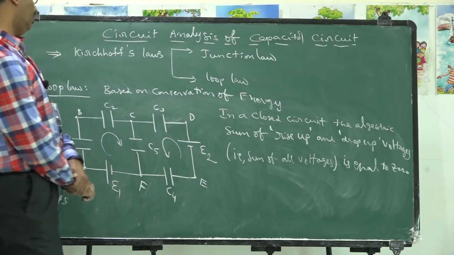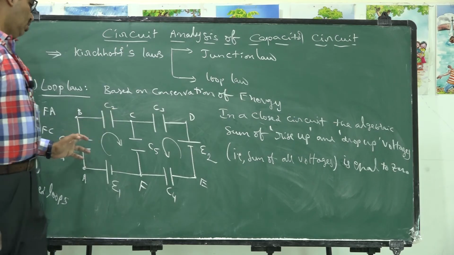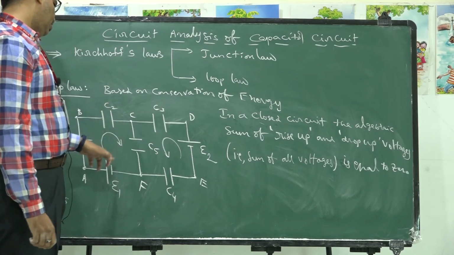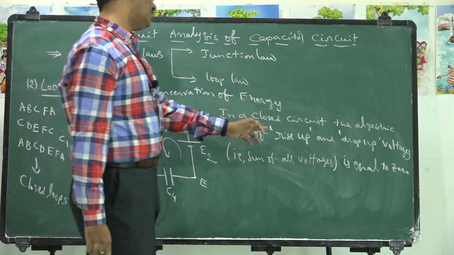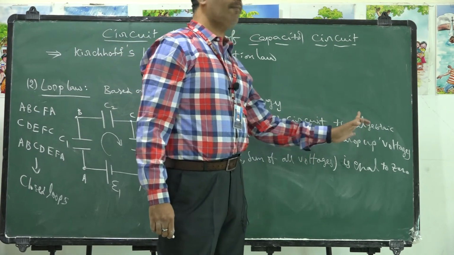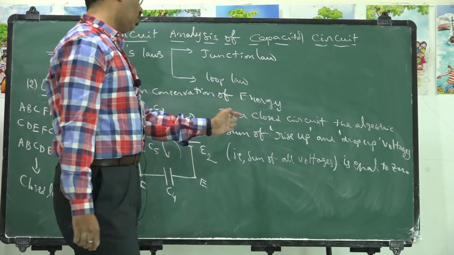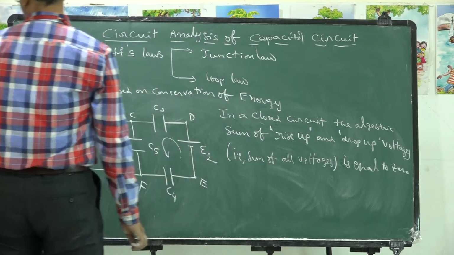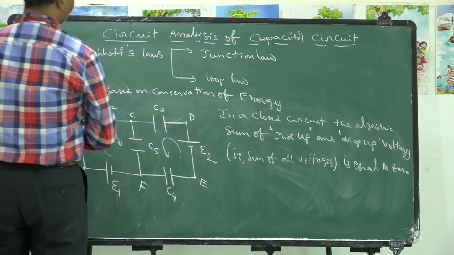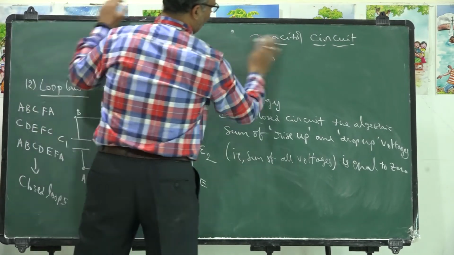What is the statement? In a closed loop, which you can select in any manner, the sum of all potentials available in that closed loop is equal to 0. Those potentials can be named as rise up potentials or drop up potentials. Potentials are voltages. Let us understand what is meant by rise up potential and drop up potential. To understand this, let me give a small explanation.